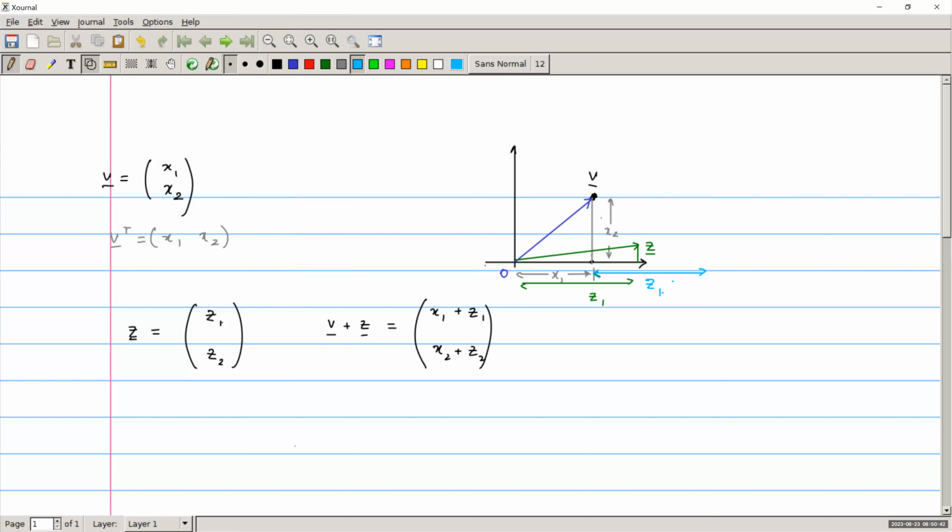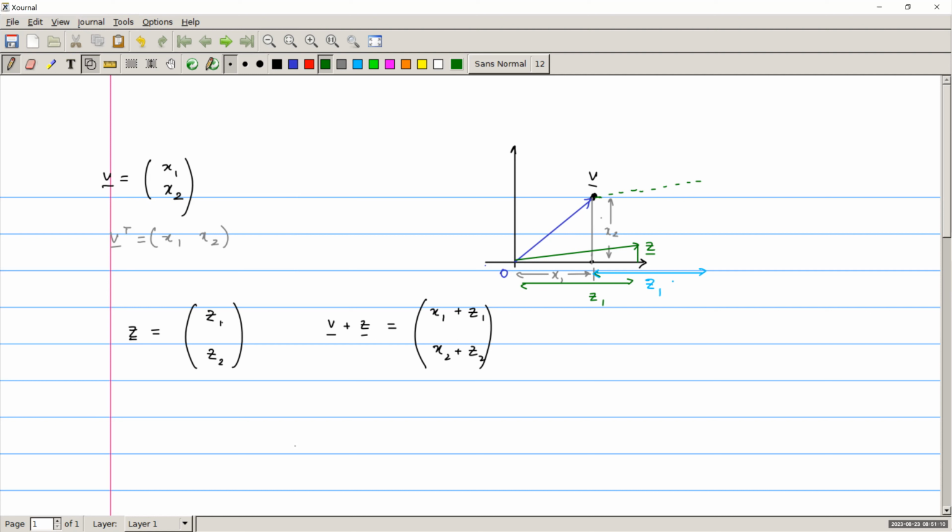What do I mean by that? I draw a line parallel to z, but starting from the tip of v. Did you remember to draw z2? No, there's no z2 yet. We haven't done anything with z2 yet. We are still thinking of the first coordinate.